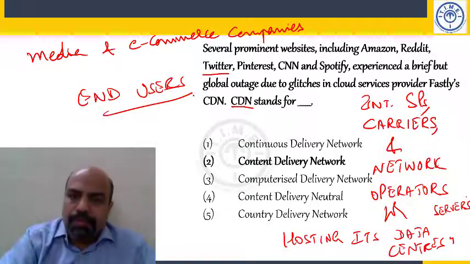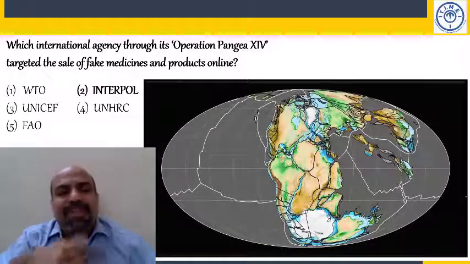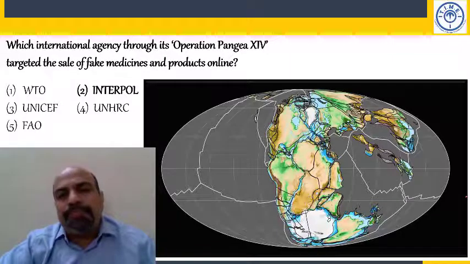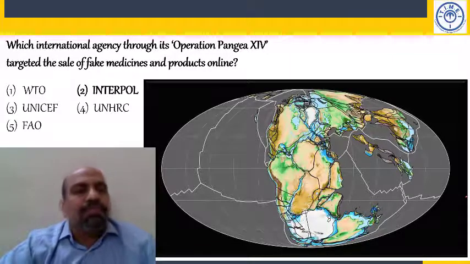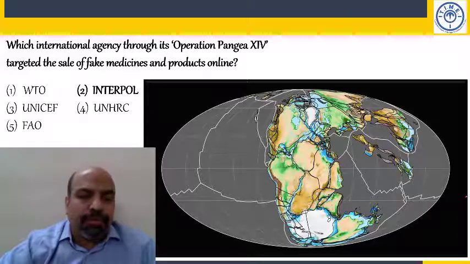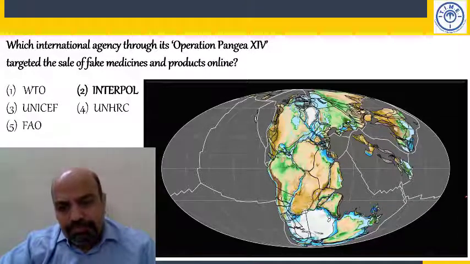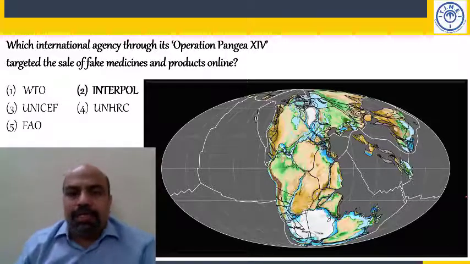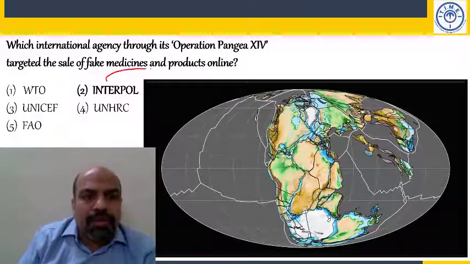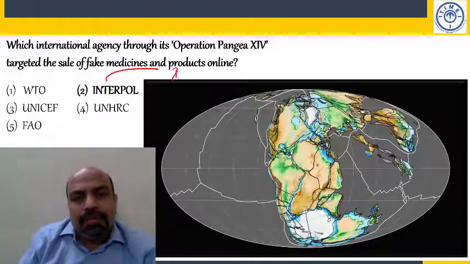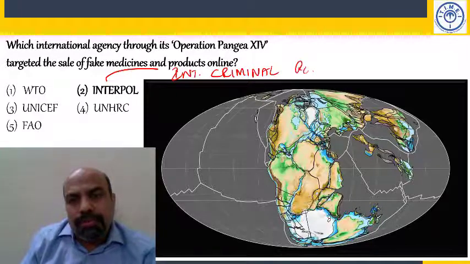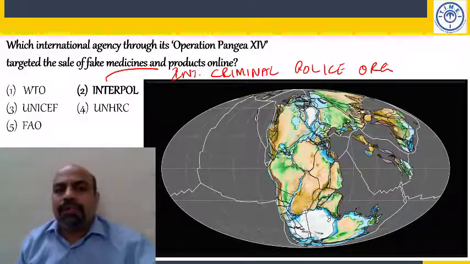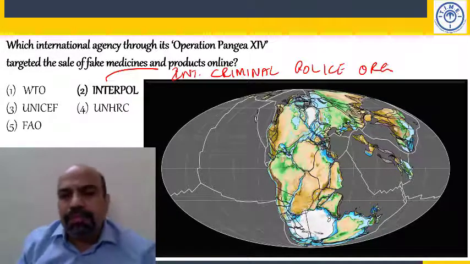Which international agency, through its Operation Pangea 14th, targeted the sale of fake medicines and products online? Interpol. So you write the full form: International Criminal Police Organization.